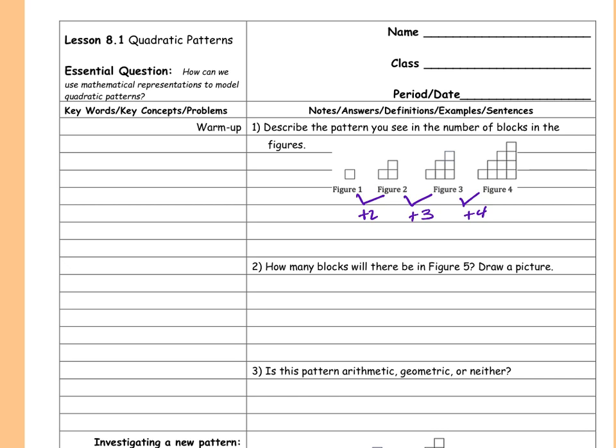So what I am doing is adding, how would you describe that? That's the question. How would I describe the pattern? So to get to the next figure, how many blocks would I add? You guys can type it in or say it. It doesn't matter. How many blocks would I add to get to the next one?